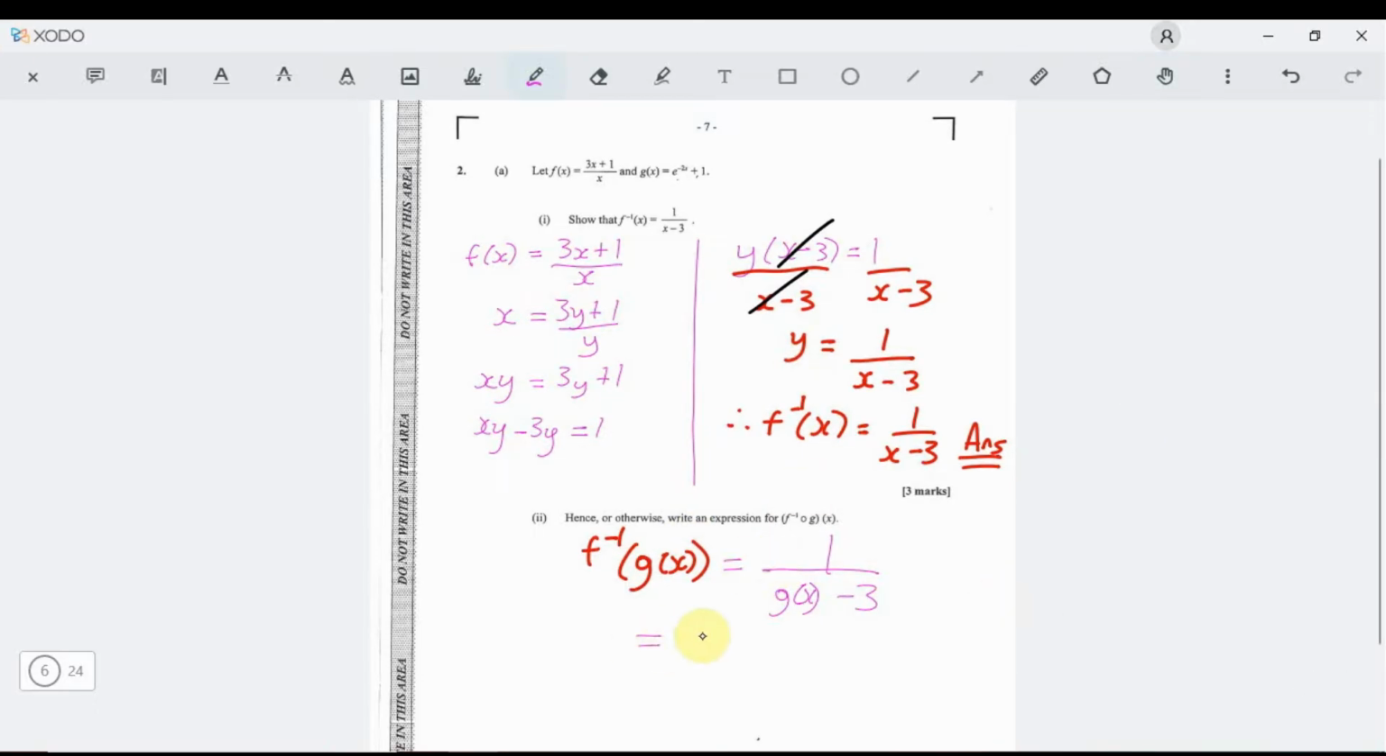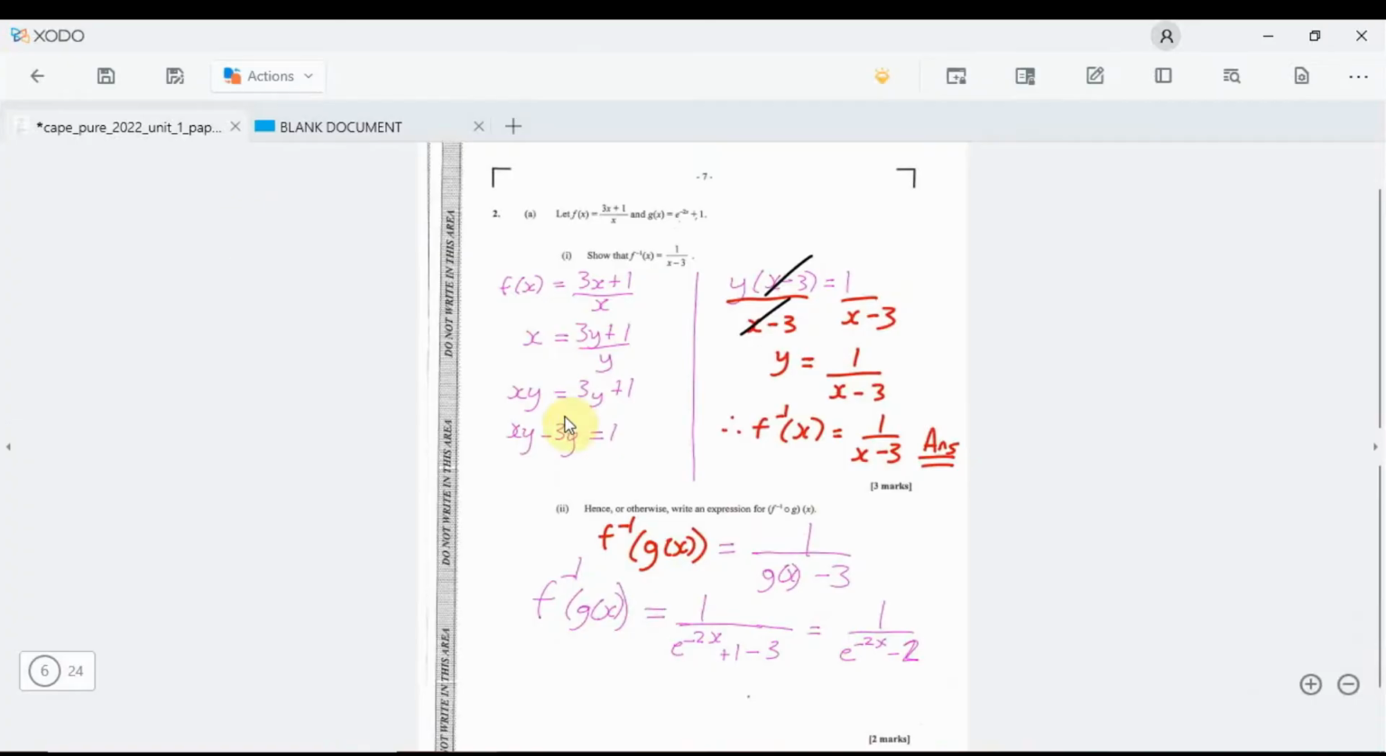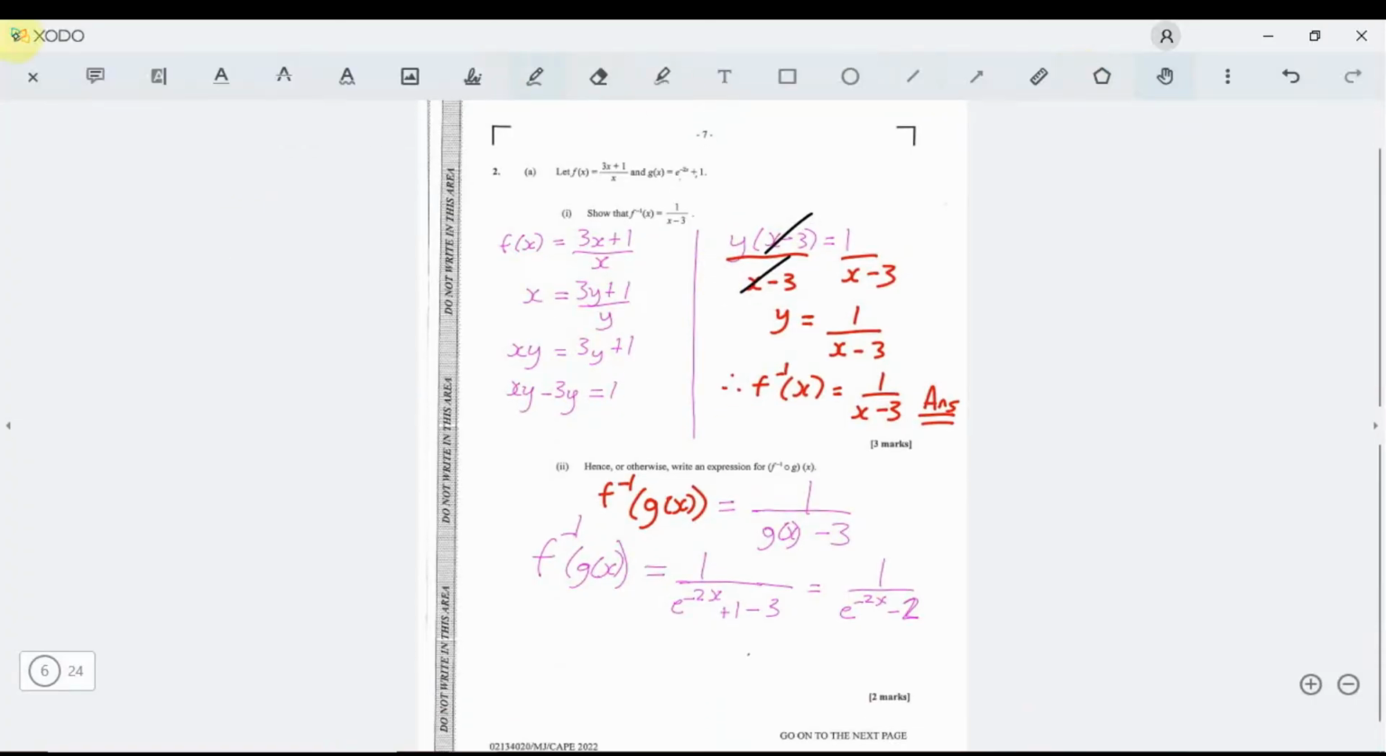In that case, it becomes 1 over g of x, remember, is e to the minus 2x plus 1, and then we subtract 3. So in that case, it simplifies to be 1 over e to the minus 2x, 1 minus 3. 1 minus 3 is minus 2. And that is our answer for f inverse of g of x. That was surprisingly easy, but no problem. They give away easy questions sometimes. So that is it for part 2.